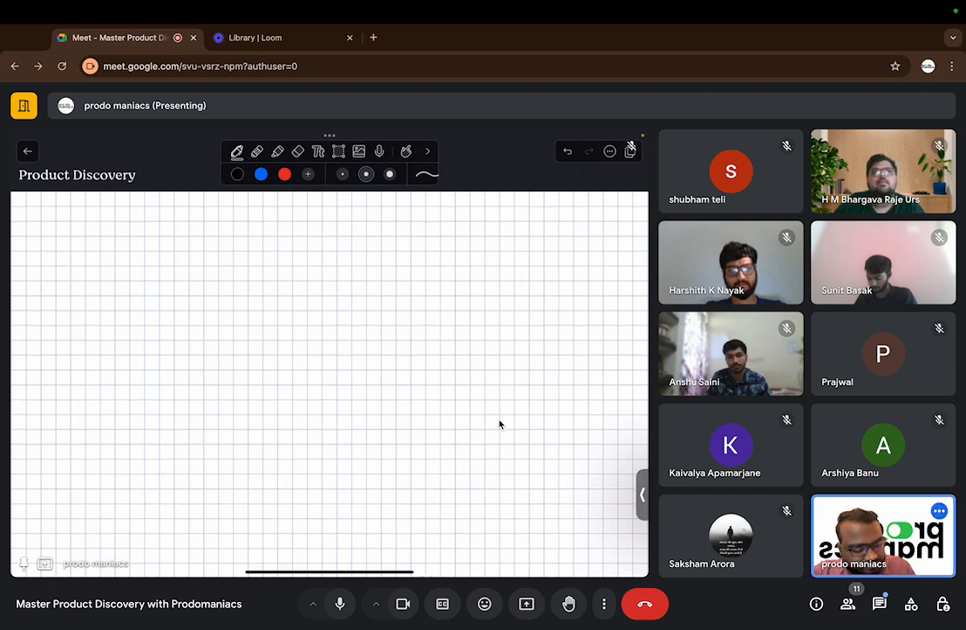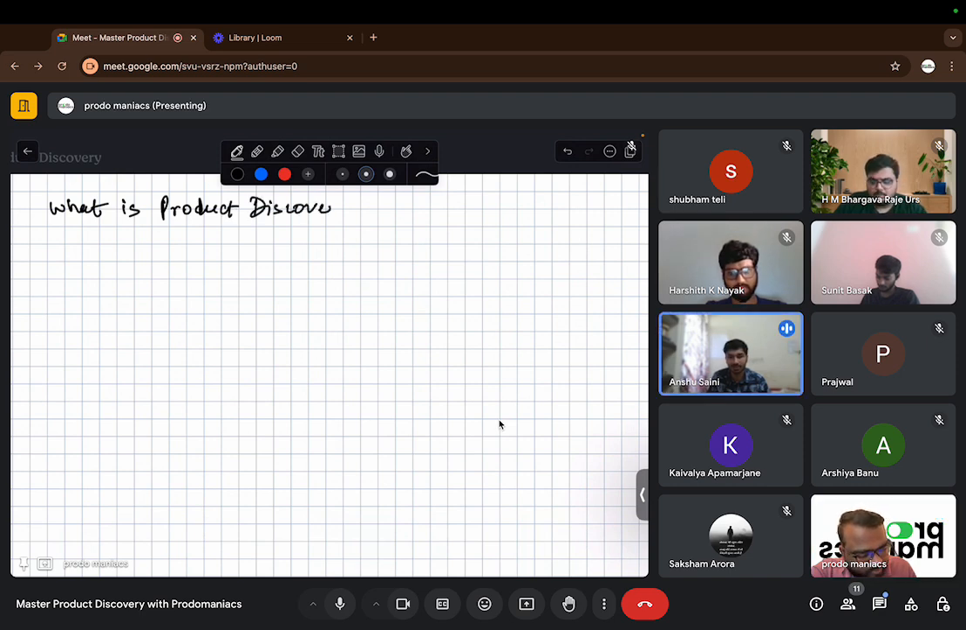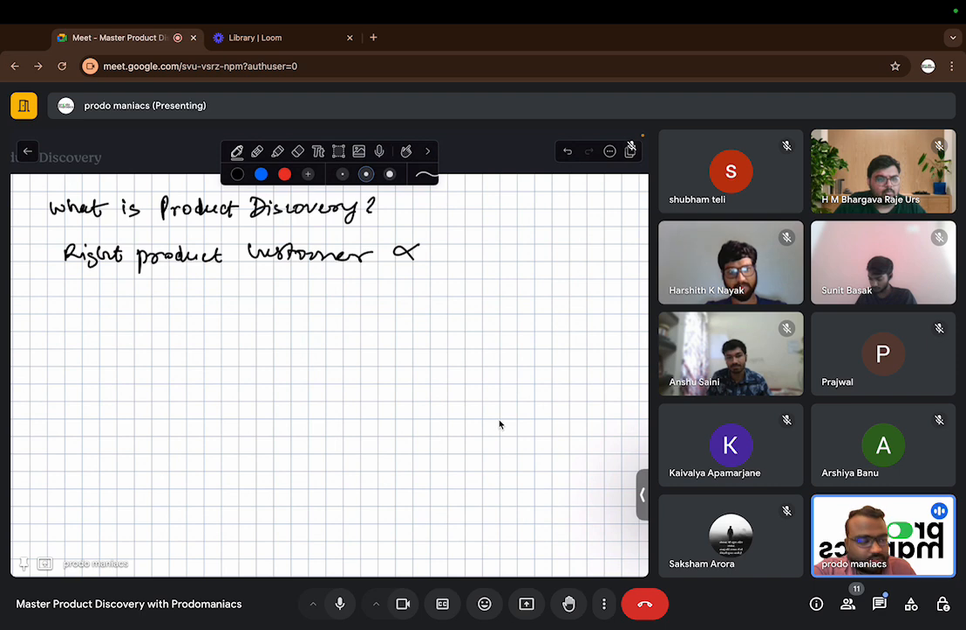Anyone? The process of identifying the right product for the customers and which also is business friendly. Okay. Right product for customer, and which also correlates with, let's say, the business outcomes.